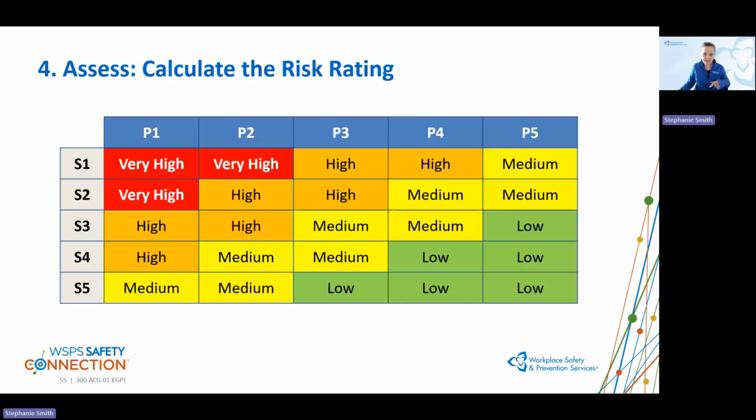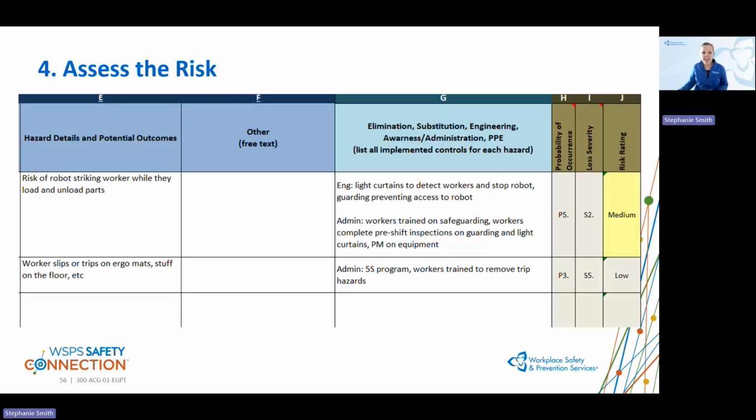So now if I go back to my risk rating I keep showing, I have that risk of, let's say, the robot striking, or maybe I've combined it now to be machine hazards. Now, I've said it's a P5 here, because if I go back to that probability chart I showed earlier, I've said I have engineering controls and they're working effectively. The guards are there, the light curtains are working, preventing access to the robot. I have admin controls in place. I am checking daily to make sure those light curtains are working. All of my workers are trained on why the light curtain is there and why the guarding is there. I also have PMs on equipment to make sure everything's running efficiently.